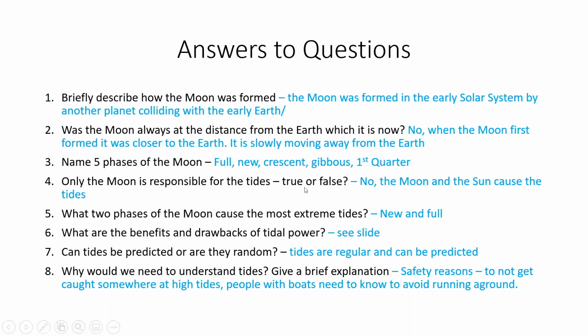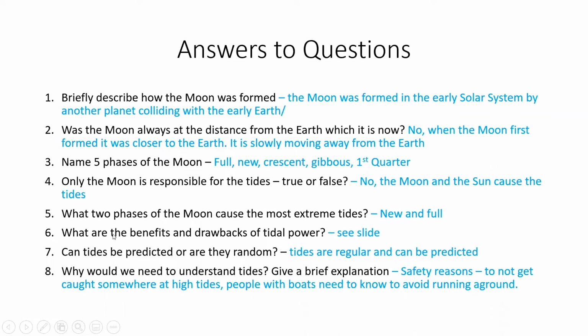New and full. You have to be especially careful at new and full moon, because if that coincides with perigee, where the moon's closest to the Earth in its monthly orbit, you can get what's called a spring tide. So you can get a very dangerous tide. Always check before you go anywhere for the new and full moon, because they're very predictable, you can look them up.